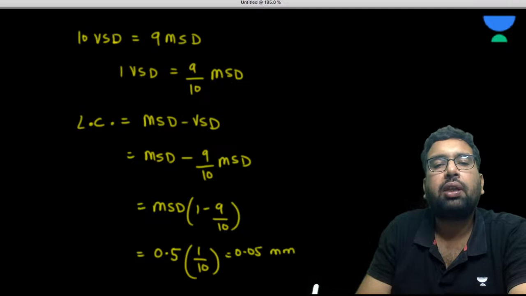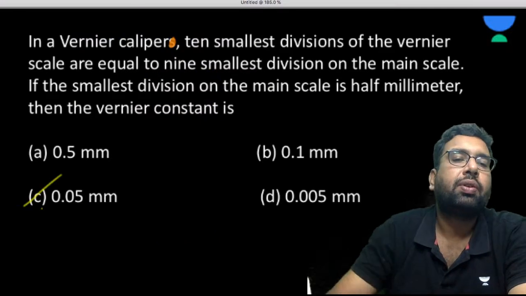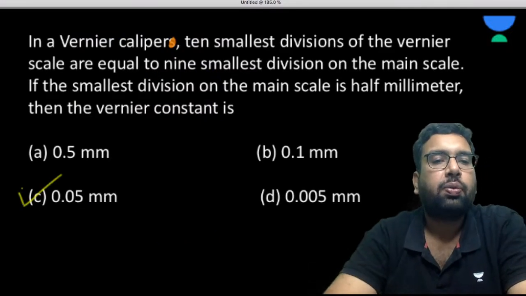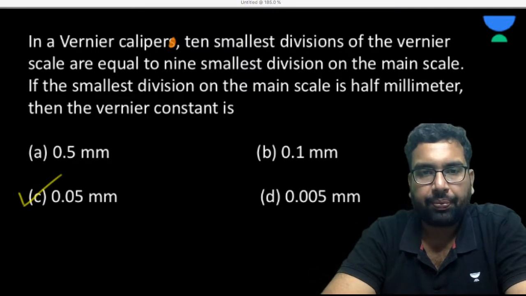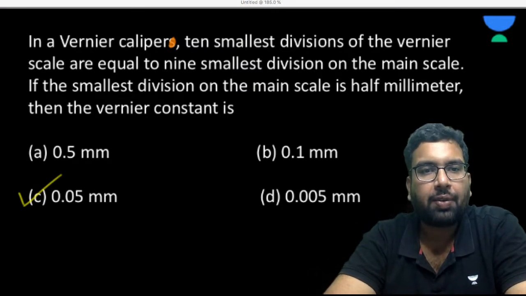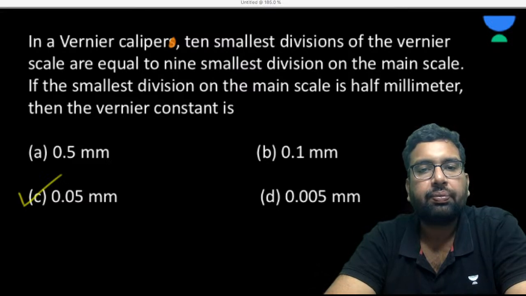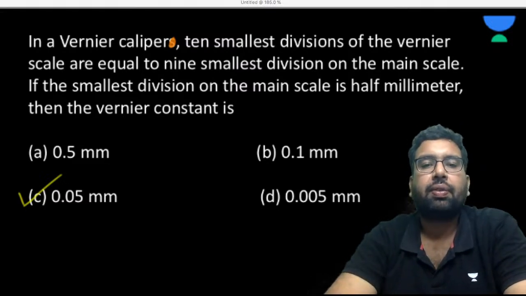Now let's see the answer. Okay, so this is the C option, right? 0.05 mm, right? I hope that's fine to everyone. Okay, now let's move to the next question. Let's try this one.